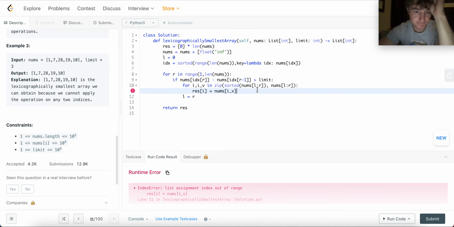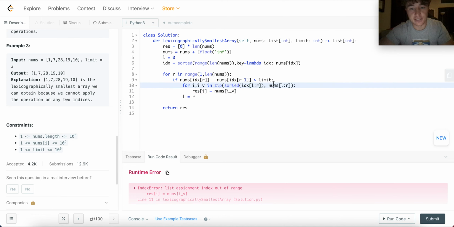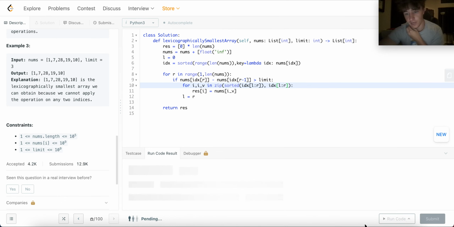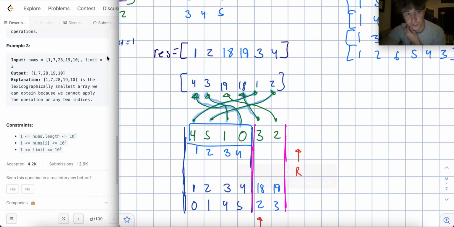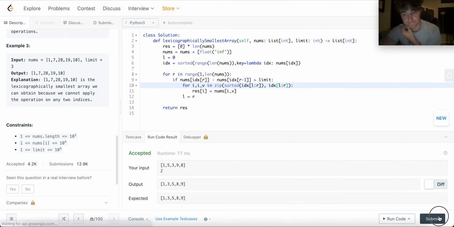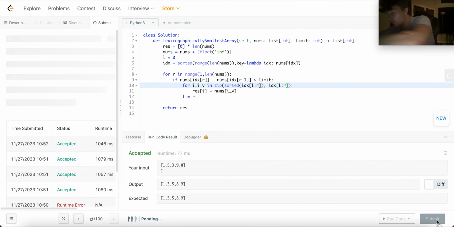This always happens, guys. Try to do something tricky and then I fool myself. Sorted LR, res of I equals nums IV. That's the index. Oh, not nums, indices. Oops. Because we want the index of elements. Nums doesn't contain that. Nums is the normal nums. We want the indices that are already sorted. These indices are pre-sorted. I was looking at these values, not these values. Foolish mistake. All right. Subpar programmer.